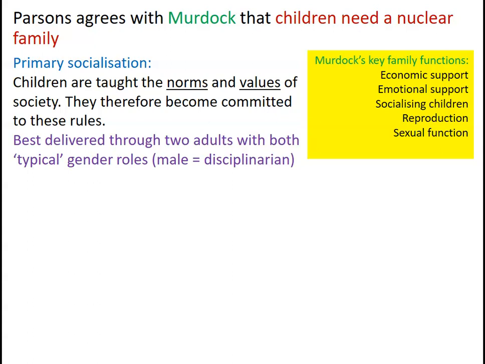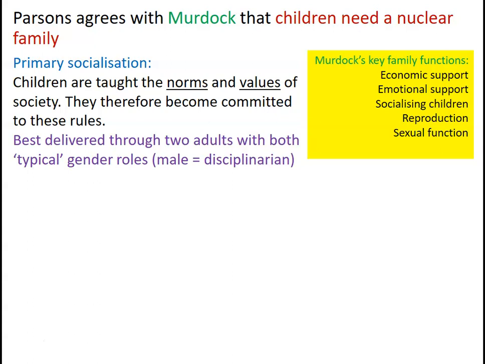So that's Murdock's key ideas. So on the left is Parsons. He said, yep, children need a nuclear family, and the main reason is for the primary socialization. So children are taught the norms and values of society in their family. Norms teach us how to behave. Values are things that we all find important, that we're striving for, and we share those values. And through learning these within the family, we all become more committed to these rules. We all share them, we absorb them, they're inside us, the norms and values.